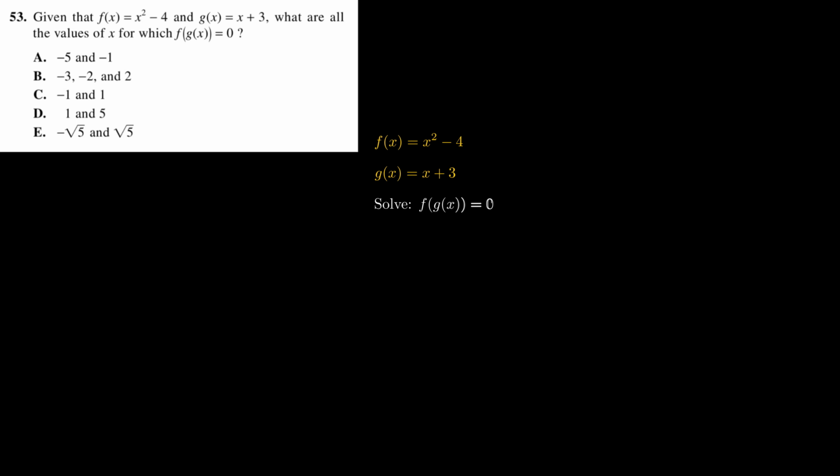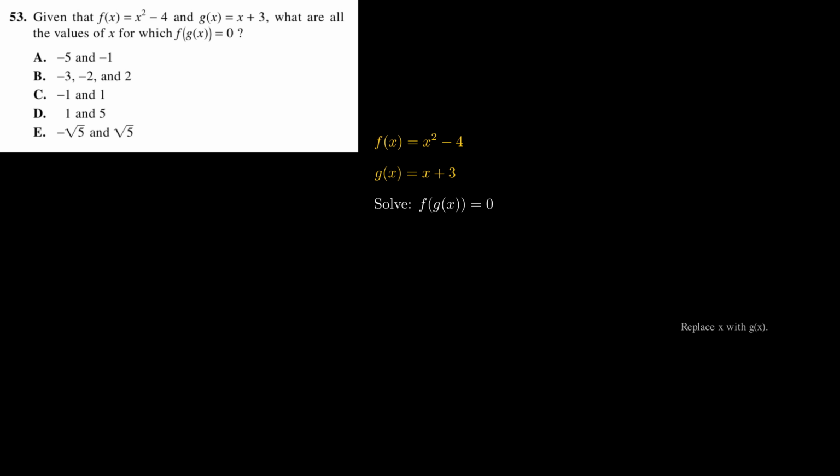Let's read the question carefully. We're given f of x equals x squared minus 4, and g of x equals x plus 3. And we're asked, for what values of x does f of g of x equal 0? So what does that mean? It means we plug g into f. We're putting g of x inside f of x.